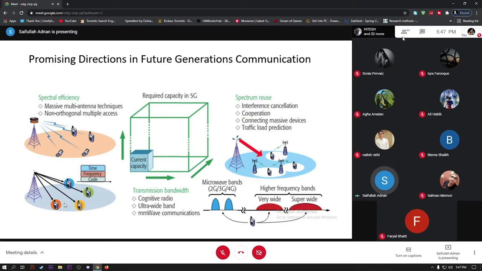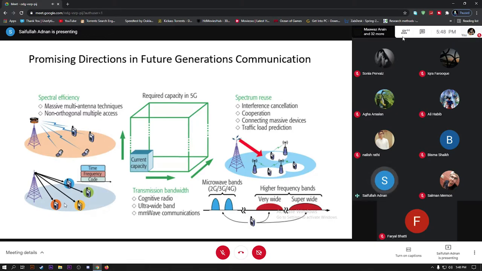If we discuss the ultra dense network, when we use the spectrum, say I make a call and I am moving in some direction, and there is another user who also makes a call, some interference must occur between the two users. So how to decrease or cancel that interference is also an important task for future generation wireless communication. Cooperation.